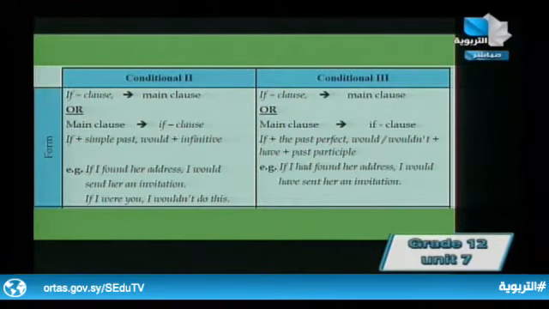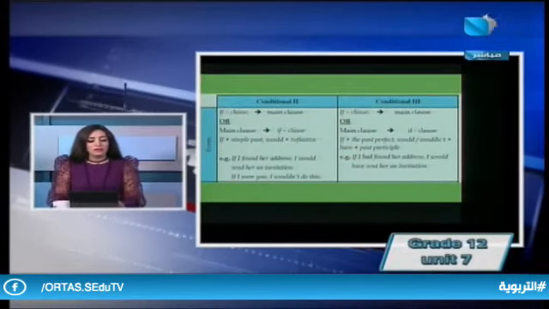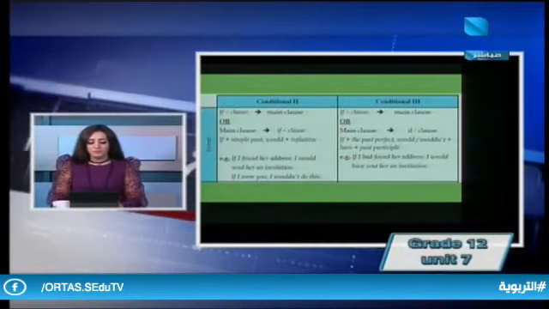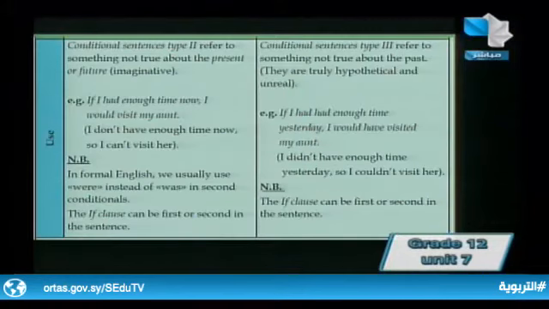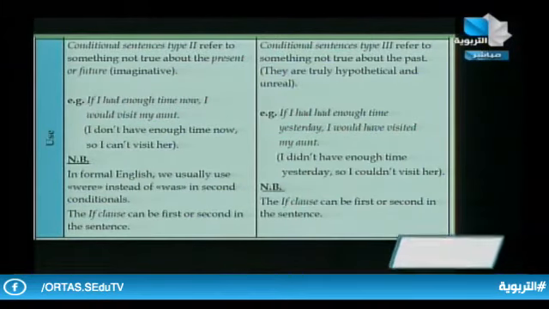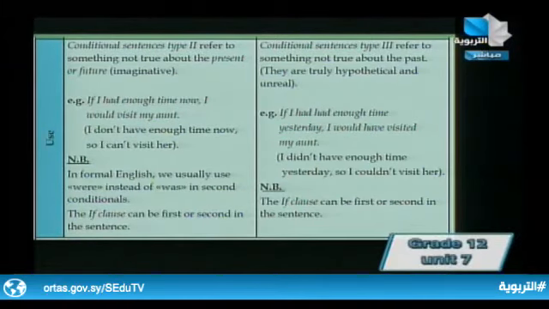Okay, to sum up, now we move to the use of conditional sentences. Conditional sentences type 2 refer to something not true about the present or future, imaginative. Example: if I had enough time now, I would visit my aunt. But really, I don't have enough time, so I can't visit her now.